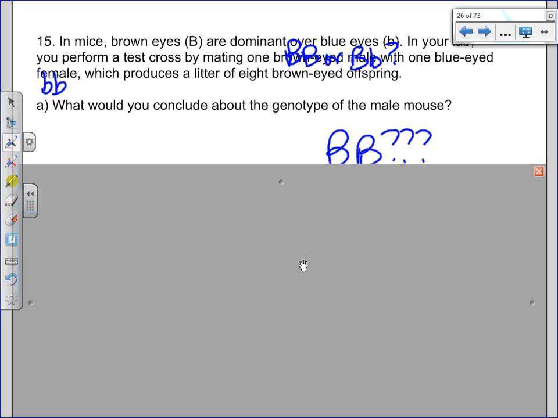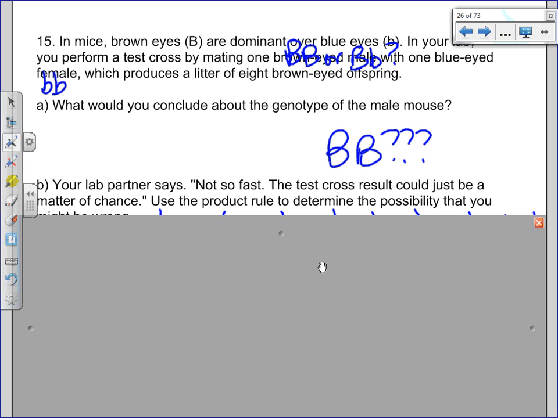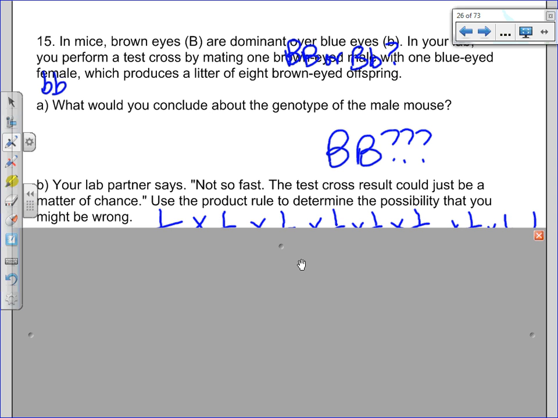Well, you would assume he must be big B, big B, because all of the offspring are brown-eyed. Can you be certain? Your lab partner says not so fast. The test cross could just be a matter of chance. So, let's use the product rule to determine the possibility that you might be wrong. In other words, we're going to use the product rule and figure out what the chances are of all 8 being brown if indeed the male was a carrier of the recessive trait.